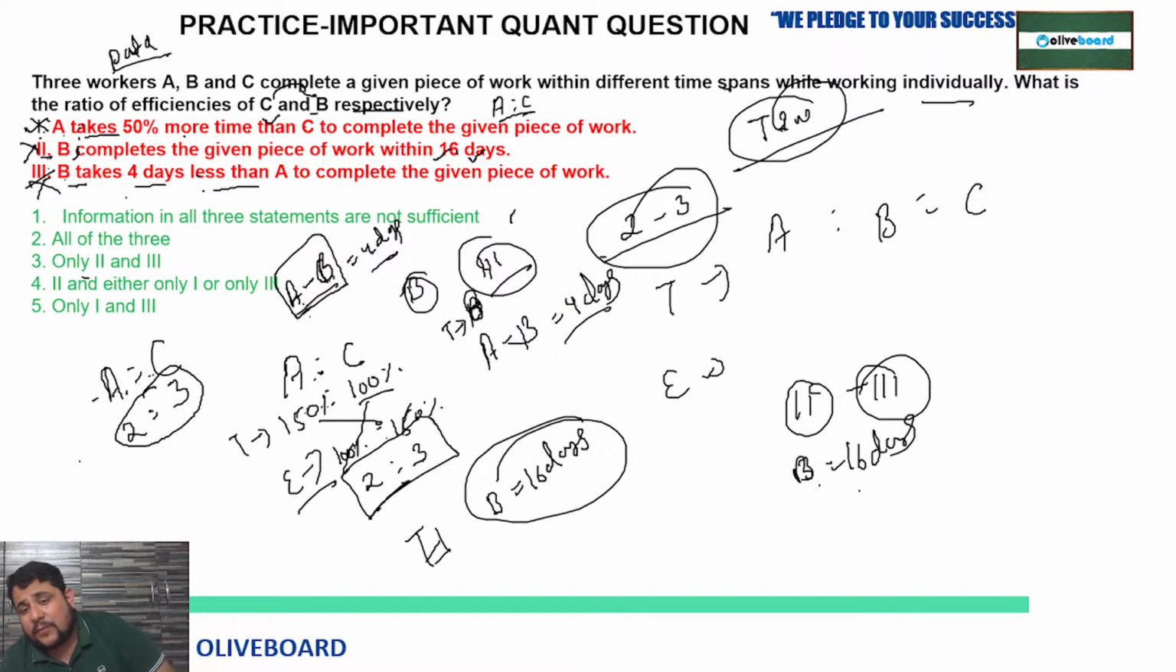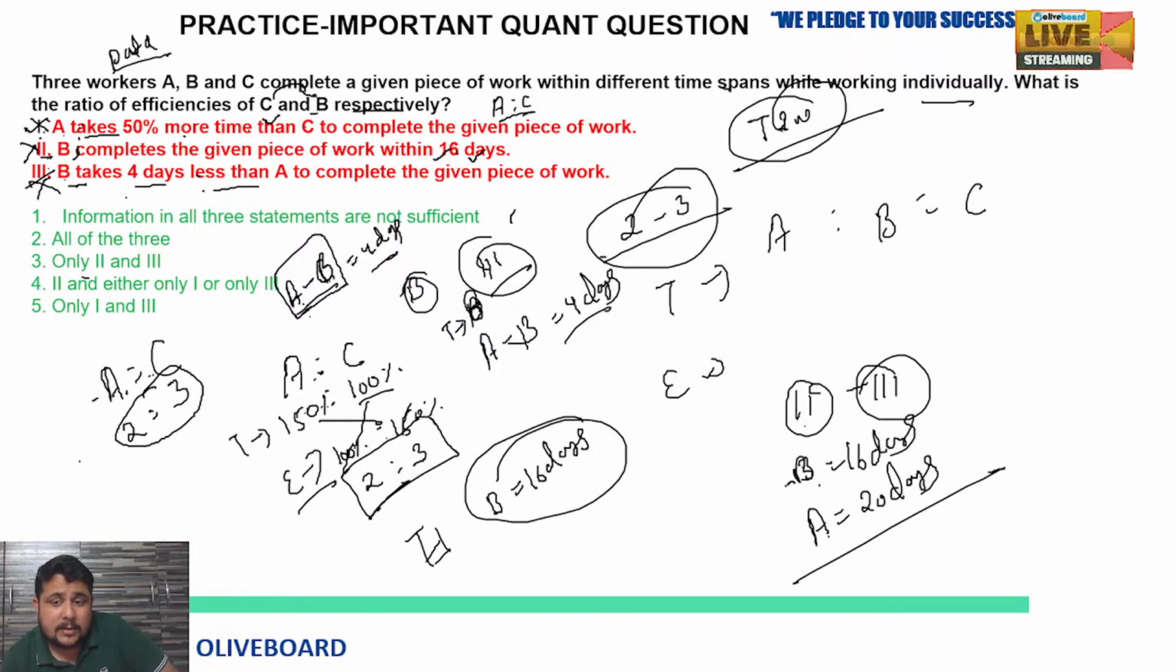B takes 4 days less. So A will take how many days? If we merge the second and third statements, A will take 20 days in that case. But here we are getting the information about B and A, and we can calculate only the efficiency of B and A.